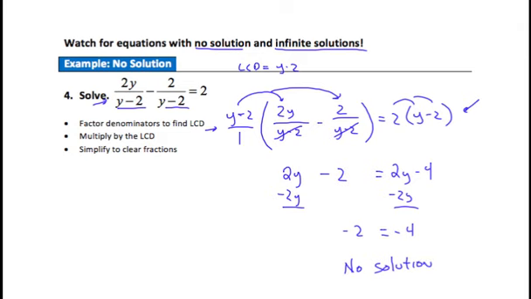Now, infinite solutions is almost identical. Variable terms drop out, but when we have infinite solutions, we're left with a true statement. So had this been negative 2 equals negative 2, I would have said, this is an infinite solutions case. But since they were different, I want to write no solutions to this equation.